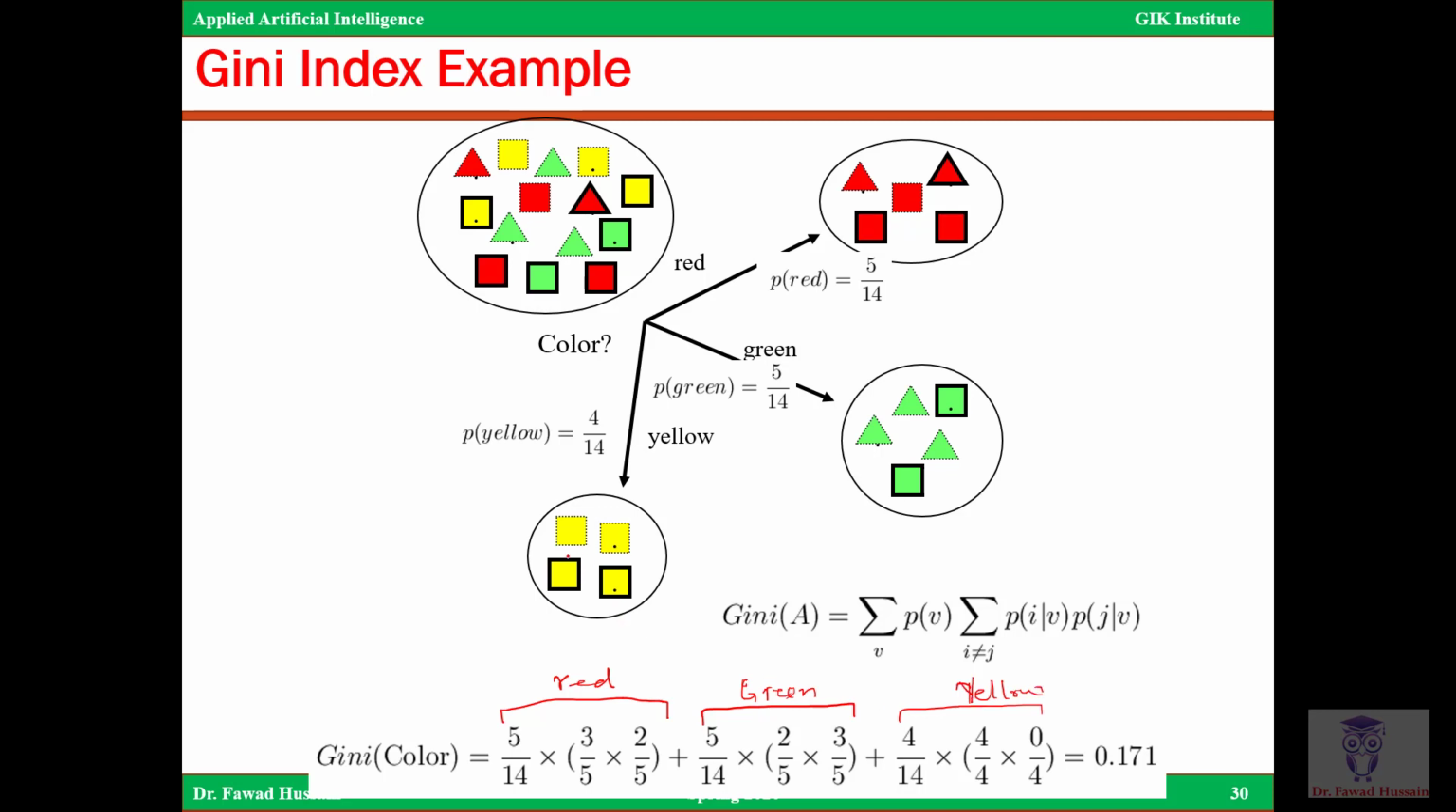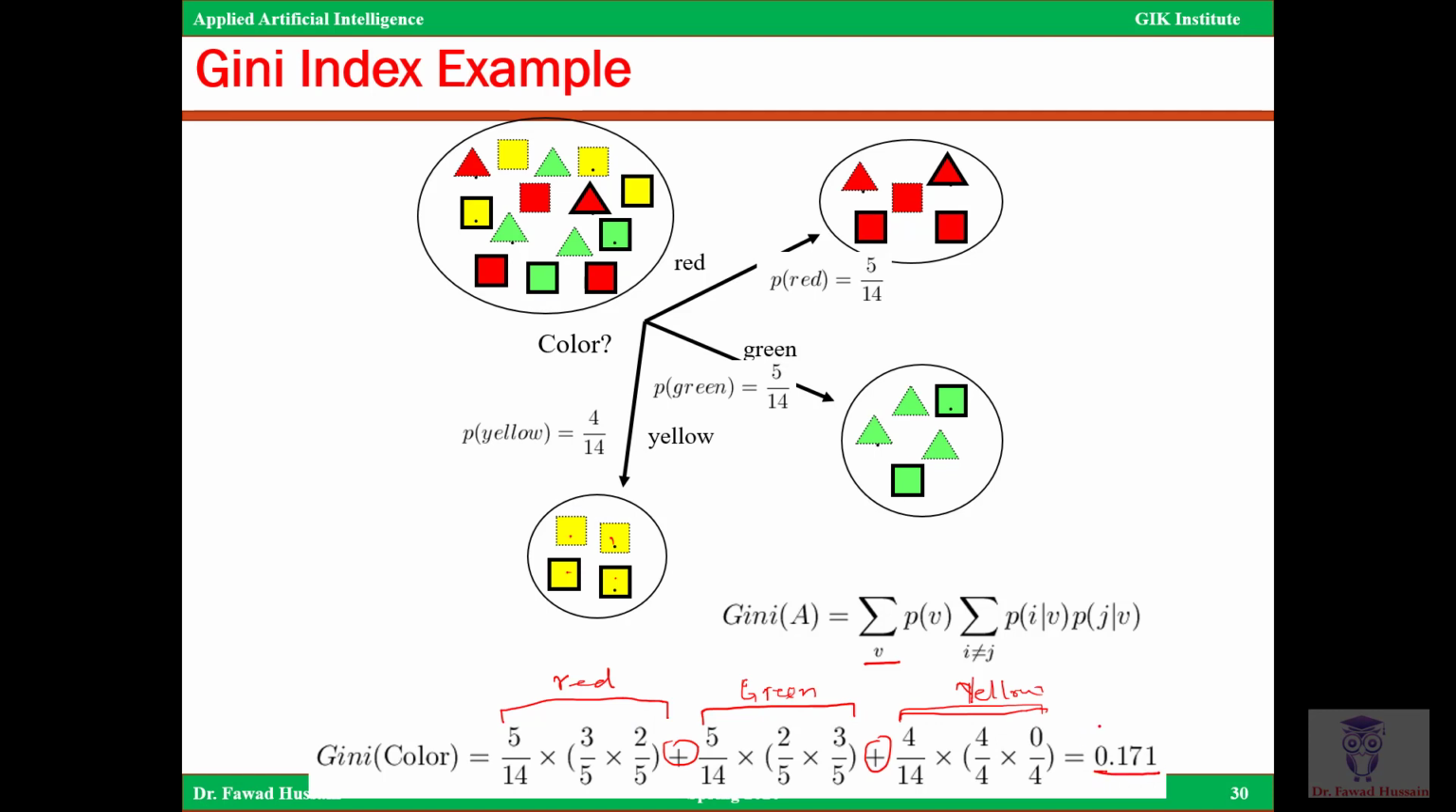So here you see that it's interesting to note that all four are squares. There is no triangle. Whenever entropy, or the same with Gini as well, when all values belong to only one class, the answer is 0. So this multiplied by 0 over here, this entire thing will become 0. Again, as with entropy, we have a summation over here which causes these sums: red plus green plus yellow. Since yellow is 0, we have red plus green. So this is going to give us a value of 0.171.